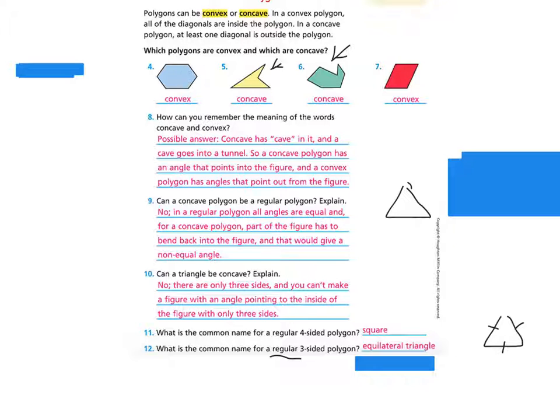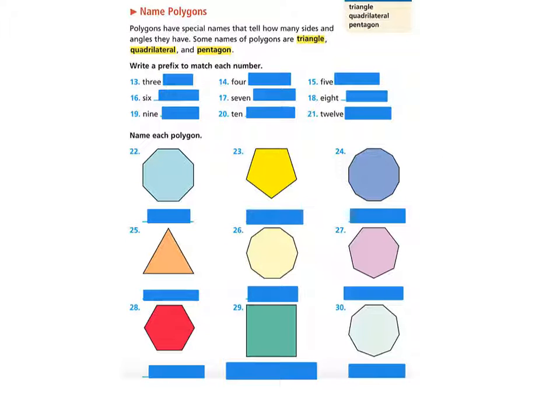Alright, good. On this slide we're going to be learning how to name polygons. Polygons have special names that tell how many sides and angles they have. Some names of polygons are triangles, quadrilaterals, and pentagon. So the first thing you need to know are the prefixes, the beginnings of the words that match the number of sides and angles that the polygon has.